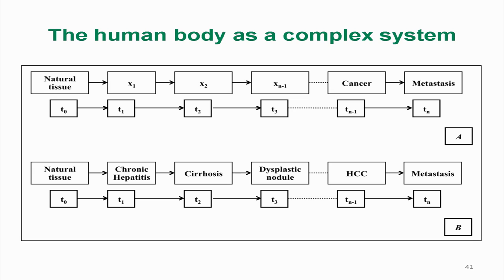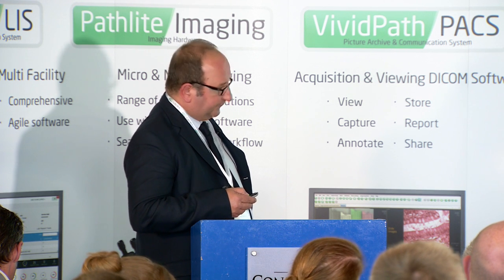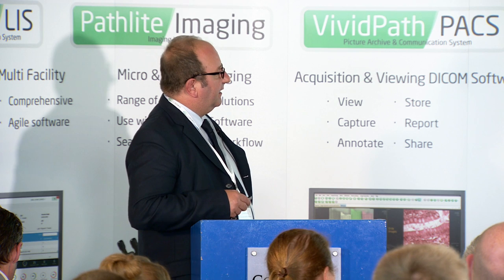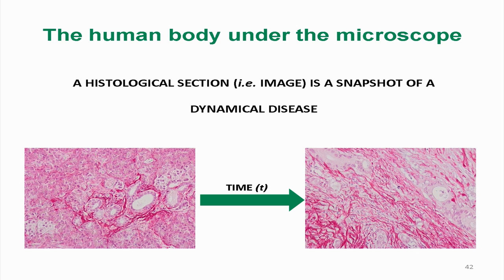This is a simple schema in which you can see the steps and the states from the natural tissue. In this case, it is the origin of hepatocellular carcinoma, and we know that from the natural tissue to chronic hepatitis, to cirrhosis, to dysplastic nodule, to hepatocellular carcinoma, and eventually metastasis, we have different states and transitions from one state to another. And this is a typical dynamical system. But it is very important to underline that the histological section is only a snapshot of a dynamical disease.